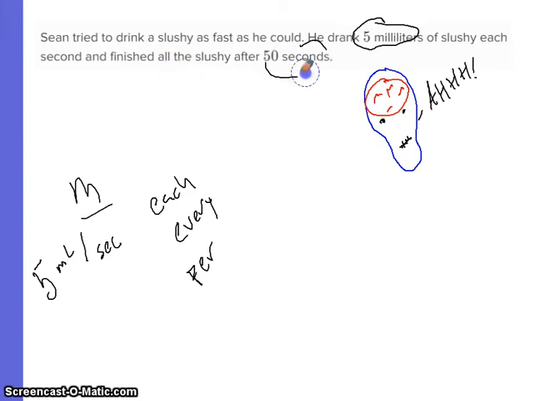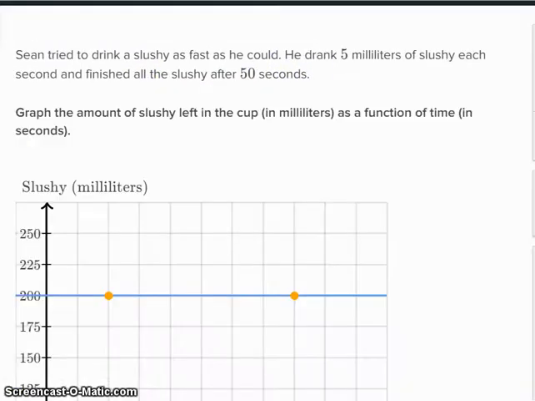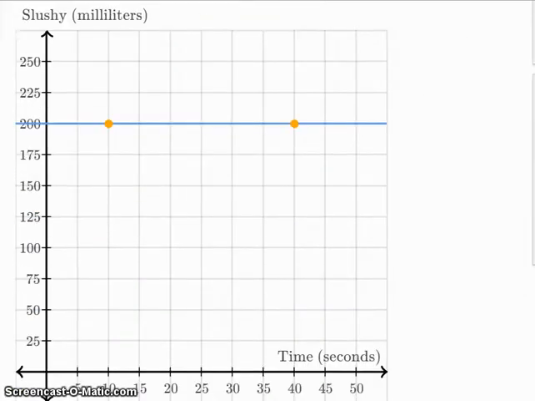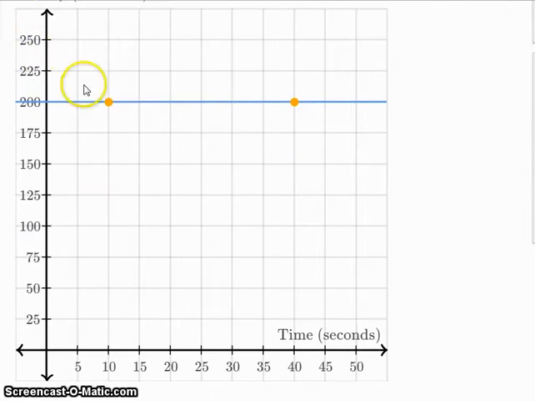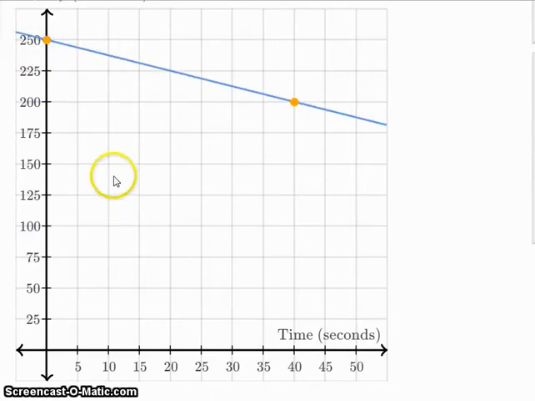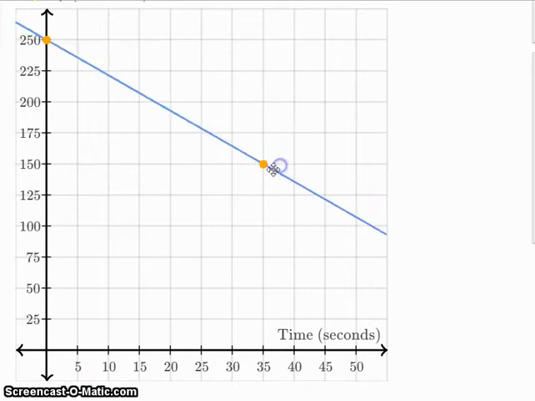Now he's going to finish all the slushie after 50 seconds. So how much slushie does he have left? Let me look at the graph for the variables that we have here. All right, so he starts with a full slushie, and then where would he run out of slushie? Like how many milliliters of slushie does he have when he runs out? Okay, here is a graph. He's running out of slushie. When is he going to run out of slushie? At 0 slushie. Good, I appreciate the 0 slushie comment.